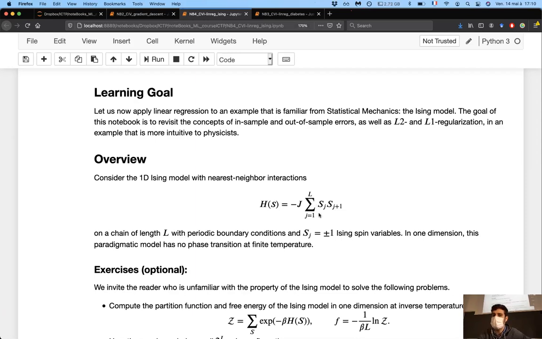You see, in the sum, I could have minus J over 2, sum over j of Sj times Sj plus 1, plus Sj times Sj minus 1. Okay? I would slide along the chain like this, and each time sum half a contribution, but 2 times. So this is an invariance. It gives the same energy. Okay? It's called a gauge invariance.